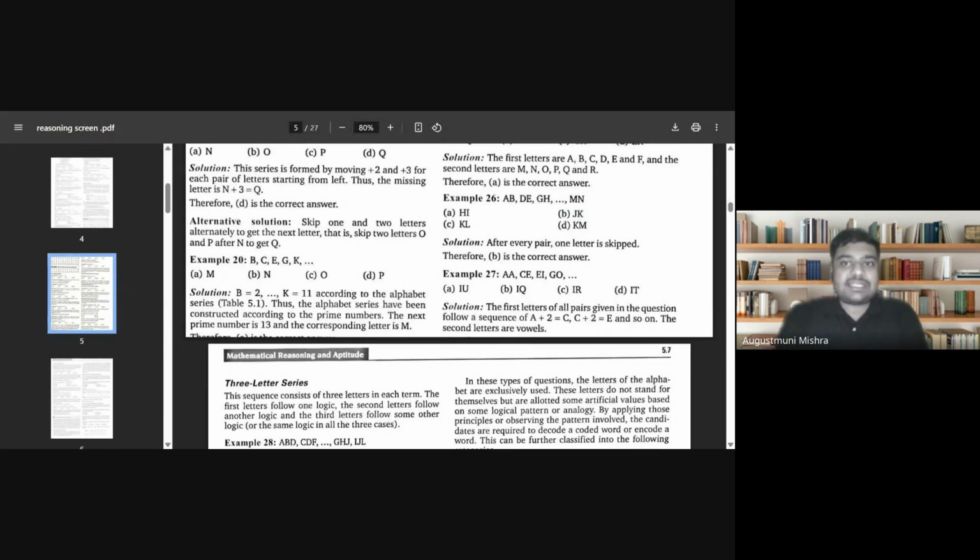Okay, that is AACE. Okay, EIGO. Okay, this is another pattern. So you have to again focus on that, how we can solve it. Like they choose AA first.